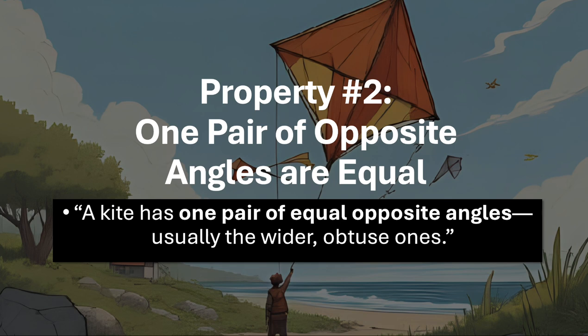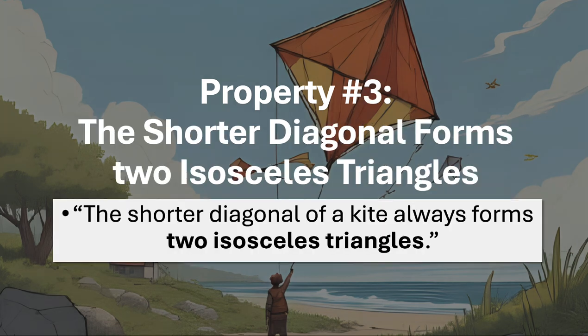When Alex tried to tape his kite back together, he noticed two angles that looked bigger and almost identical. He didn't know it then, but those angles were supposed to be the equal obtuse angles of a kite. The point is, in this property, a kite has one pair of equal opposite angles, usually the wider obtuse ones. One pair of opposite angles are equal. That's property number two. Recognizing these angles helps you classify kites even when the side lengths aren't given.